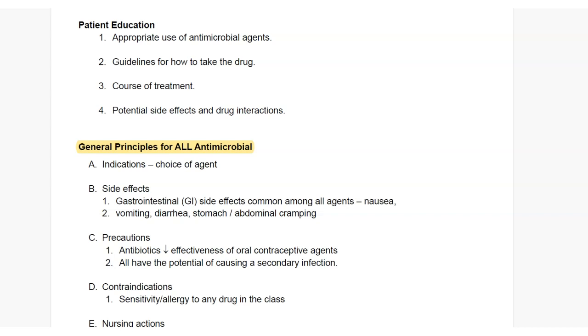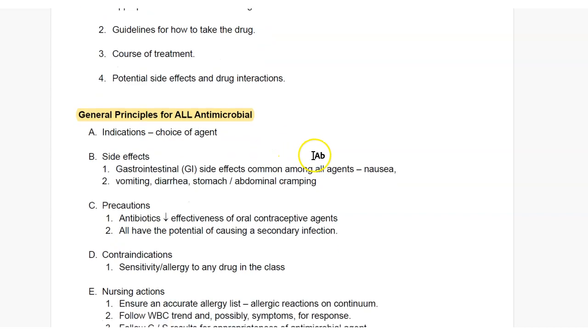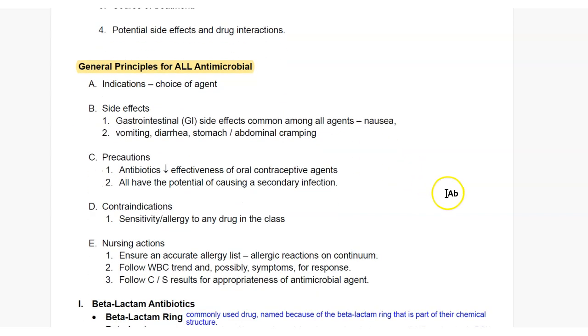Now, in addition, we need to make sure that we're educating them regarding potential side effects and drug interactions, especially depending on what type of antibiotic they're receiving. Now, these are general principles for all antimicrobial medications or antibiotics. So please remember all of this. Now, put an X next to it, highlight it. This will be on a test.